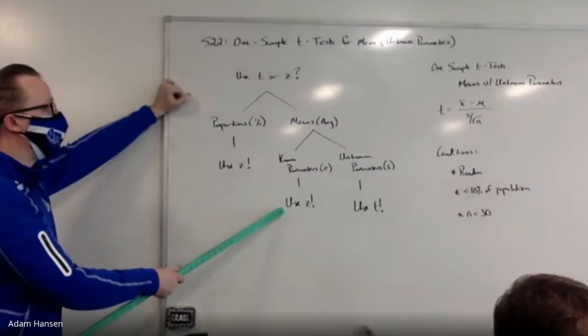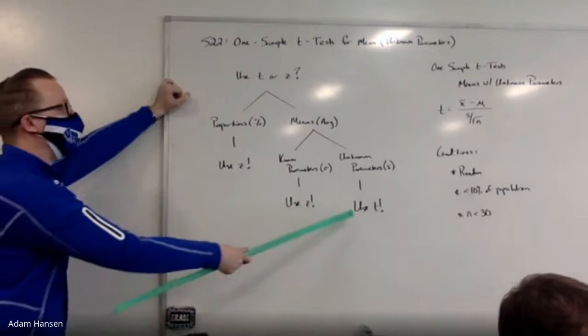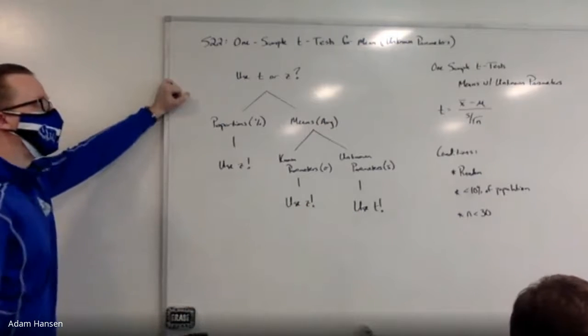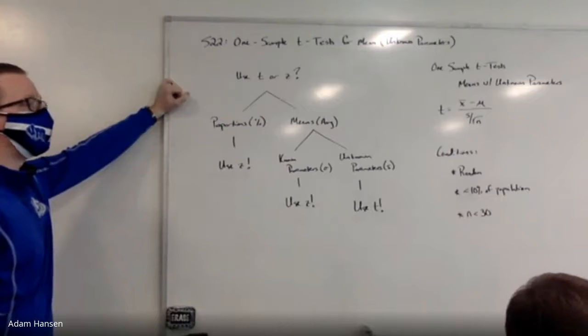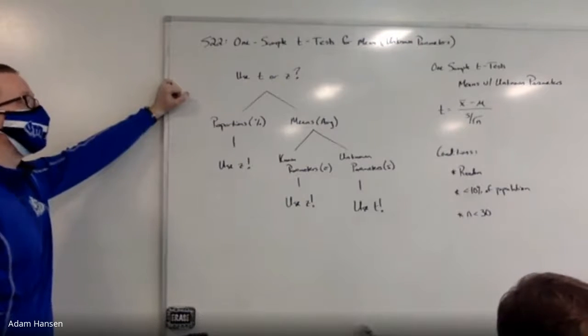Standard 22 talks about how to start using a t-test, a t-score, to do a hypothesis test for means with unknown variances, means with unknown parameters.